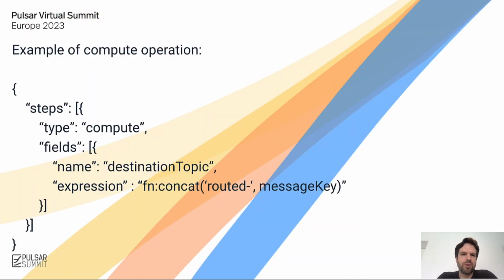This is an example of a compute operation that will do routing. So we will transform the destination topic, and we get the value of the destination topic from a concatenation of a string routed and the message key. So if your message key is A, the message will be routed to the topic named routed-a. If the message key is B, it's routed to the topic named routed-B.